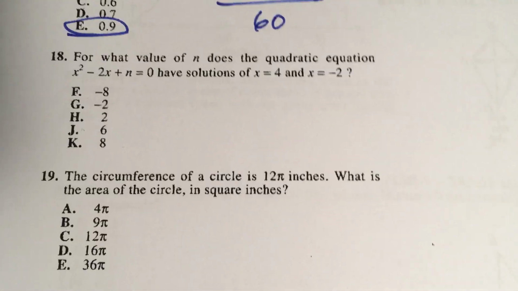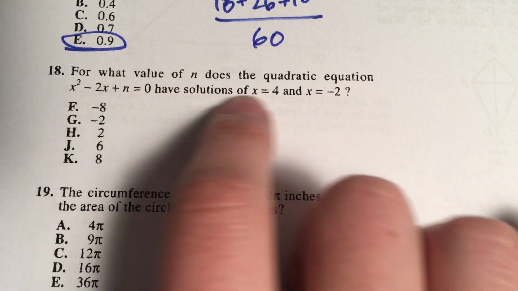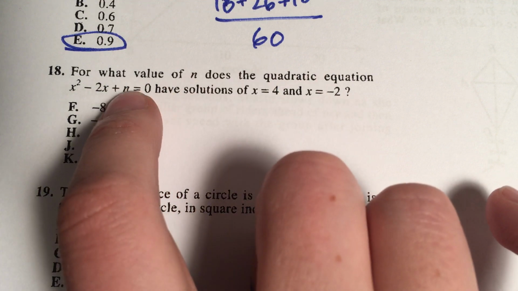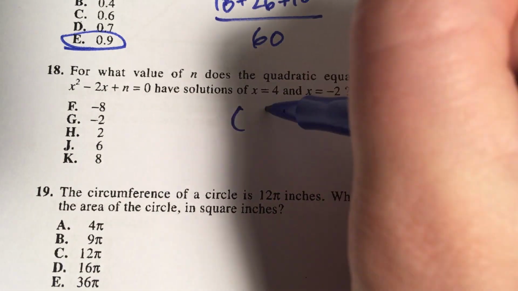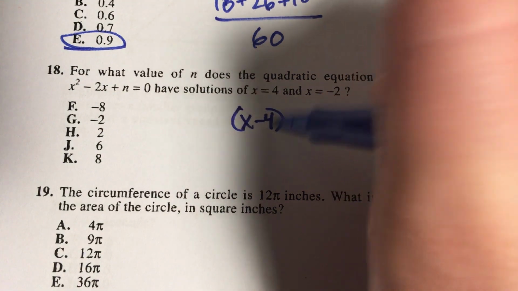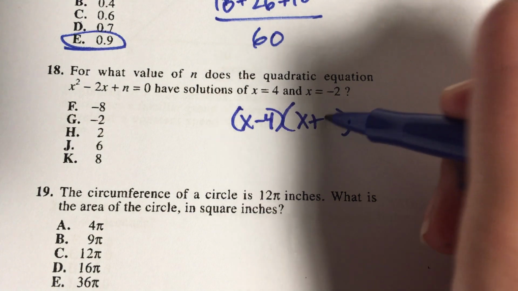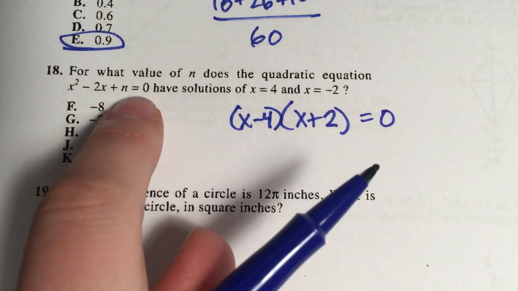All right. This one says, for what value of n does the quadratic equation here have solutions of x equals 4 and x equals negative 2? So we need to know what n is. In this situation, I know if that's my solution, then the factor is x minus 4, because it's the opposite. And then this one would be x plus 2 equals 0, because I want to make it set equal here.